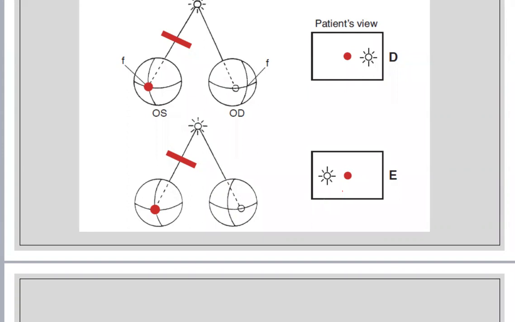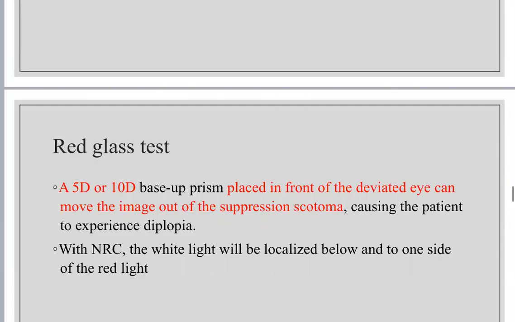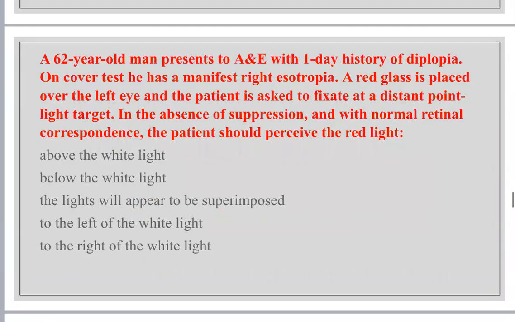I have here one question. A 62-year-old man presents to A&E with a one-day history of diplopia. On a cover test, he has a manifest right isotropia, with red glasses placed over the left. Look at this one, the red glasses placed over the left. And the patient is asked to fixate on a distant point light target. In the absence of suppression and with normal retinal correspondence, the patient should perceive the red light.